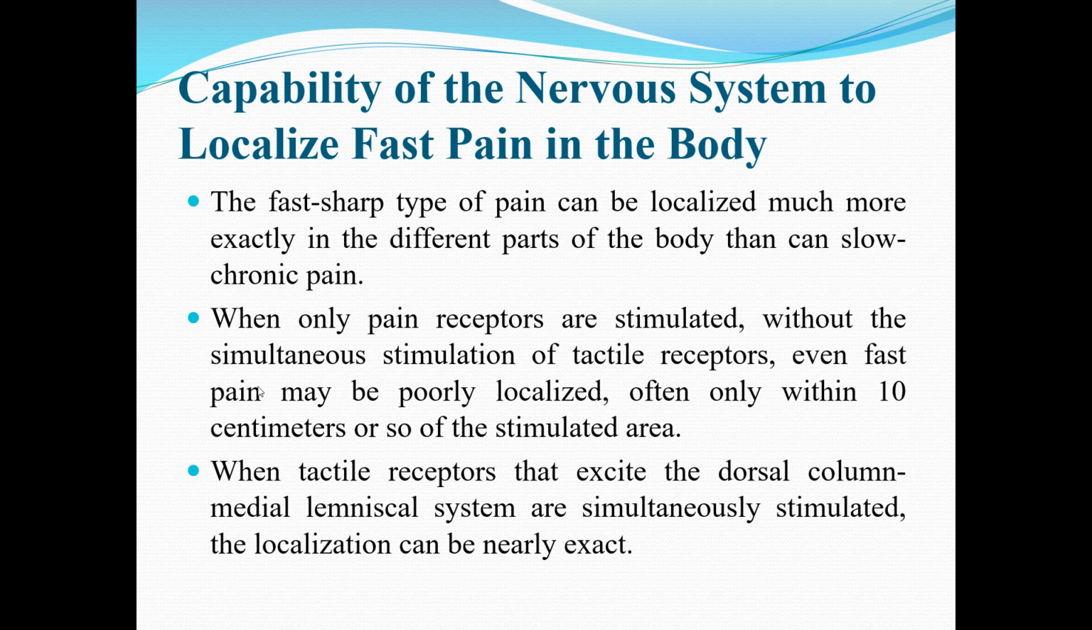Often only within 10 centimeters or so of the stimulated area. When tactile receptors that excite the dorsal column medial lemniscal system are simultaneously stimulated, the localization can be nearly exact. So we can say that during the course of this fast, sharp type of pain, these tactile receptors, this dorsal column medial lemniscal system, are quite helpful for the person to localize the exact area which is being affected.